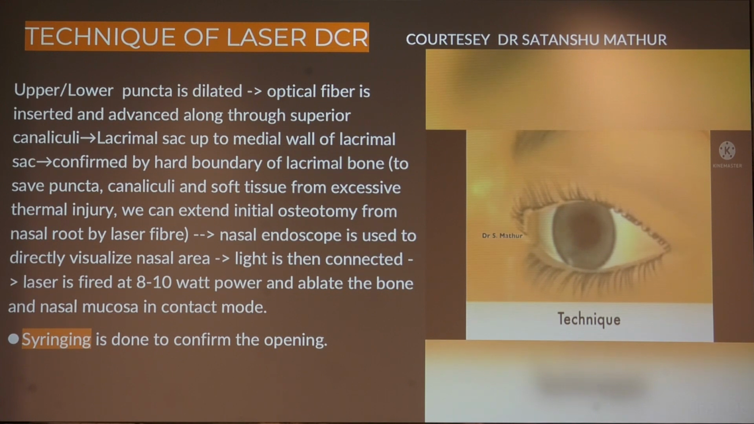What exactly do we do in this laser DCR? Under nasal endoscopic guidance, laser fiber optic probe is introduced through the upper or lower punctum, passed through the canaliculi up to the medial wall of the lacrimal sac, and an osteotomy is made in the lacrimal bone, using laser power, thus bypassing the nasolacrimal duct obstruction.